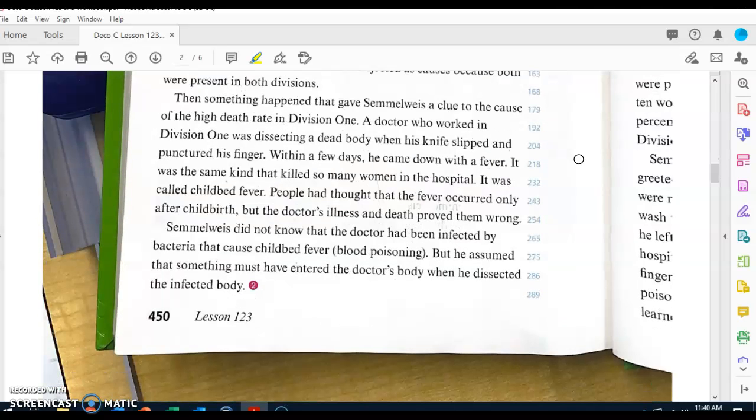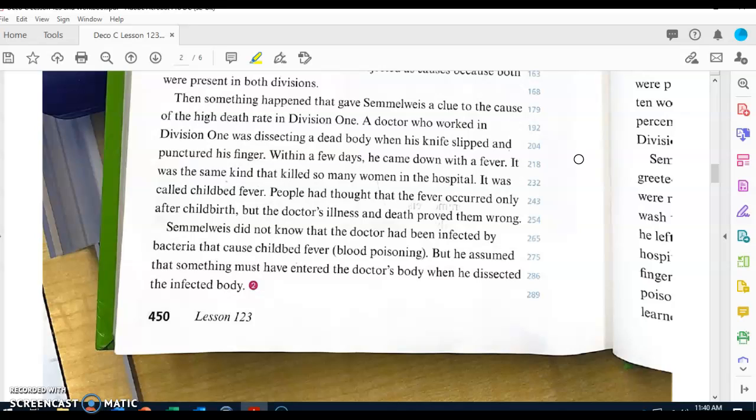Then something happened that gave Semmelweis a clue to the cause of the high death rate in Division 1. A doctor who worked in Division 1 was dissecting a dead body when his knife slipped and punctured his finger. Within a few days, he came down with a fever. It was the same kind that killed so many women in the hospital. It was called childbed fever.